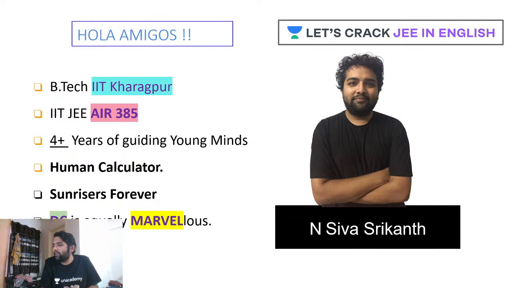And a little about me. Hola amigos, I am N Srikant. I did my BTech from IIT Kharagpur with an AIR of 385. I've been guiding you guys for the last 5 years. You guys call me human calculator. Well, we'll know why. And I'm a Sunrisers fan. It was good while it lasted, and DC is equally marvelous, if not better. Yes, I'm a huge DC fan.